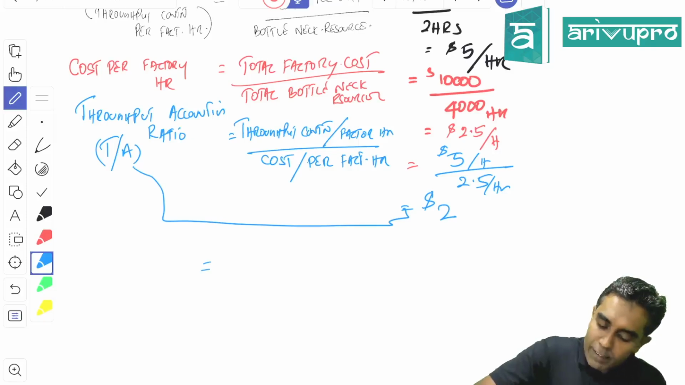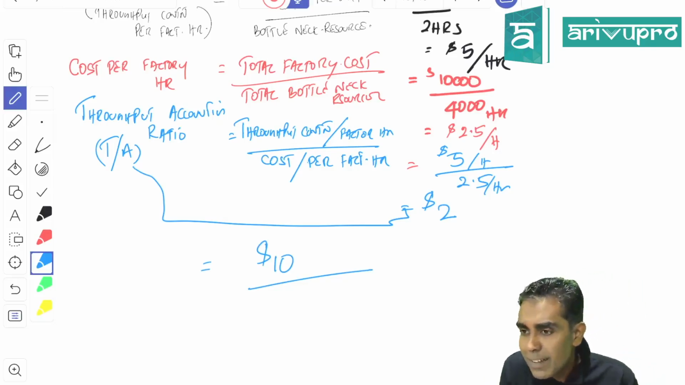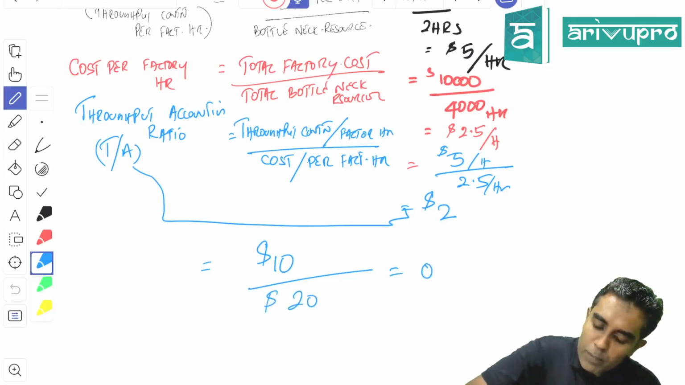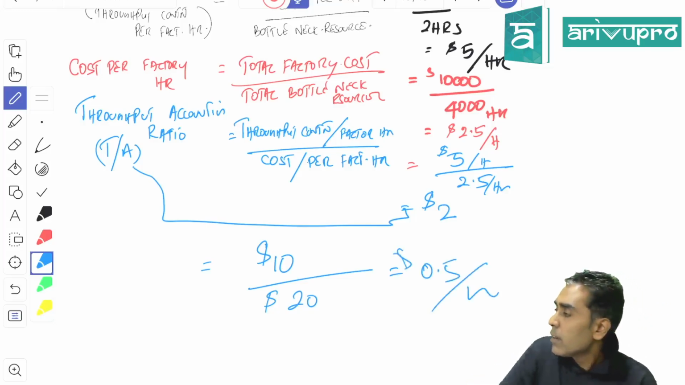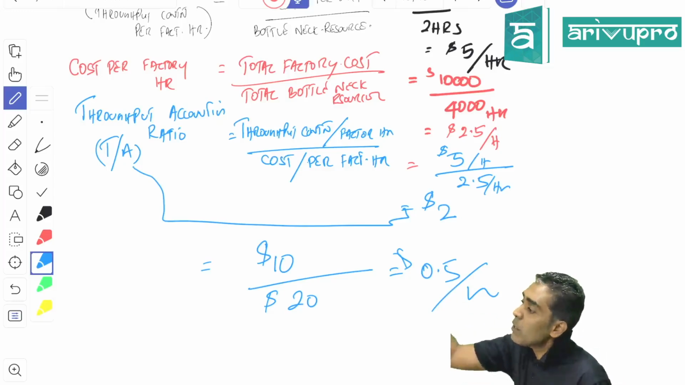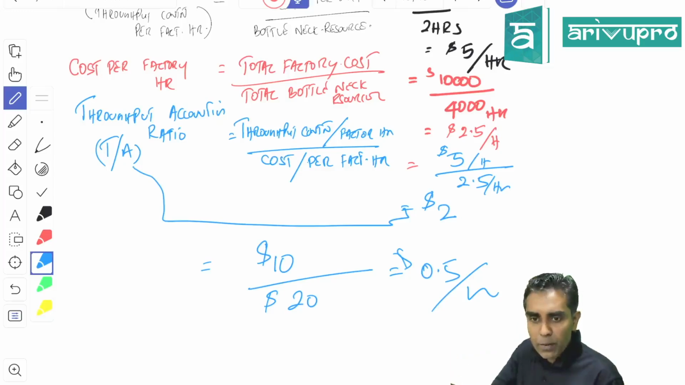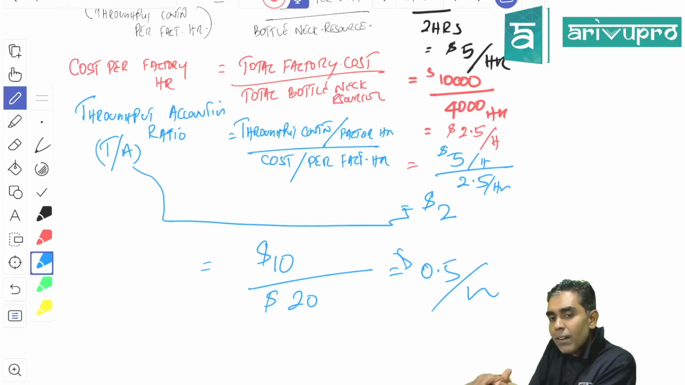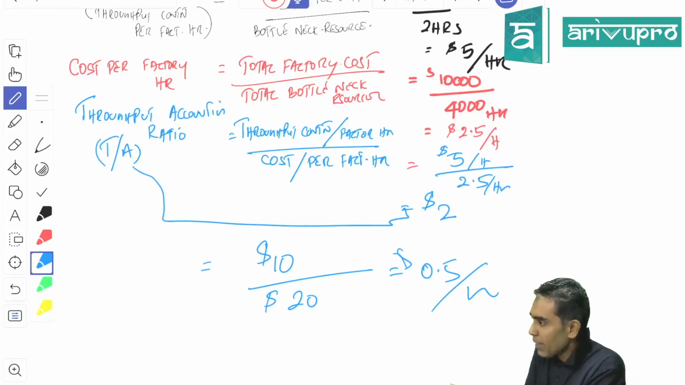Let's say factory cost is $10. Throughput contribution per scarce resource is how much? $10. Cost per factory hour is $20. Then how much? $0.5 per hour. TA ratio says what? Every $1 of your throughput contribution, your factory cost is 2. 10 over 20, no? Or if you want to put it in the correct way, your throughput contribution is less than your factory cost. Do you agree with me?